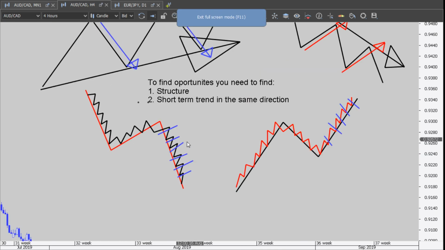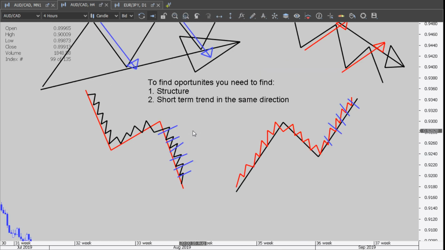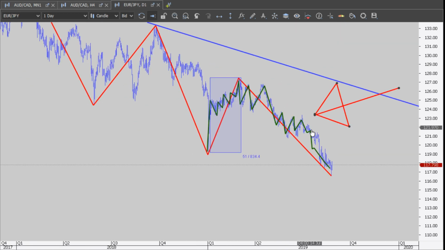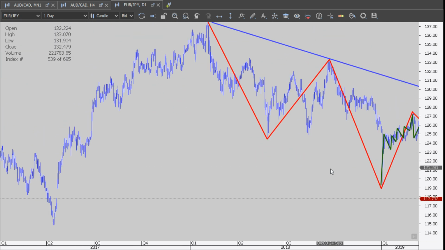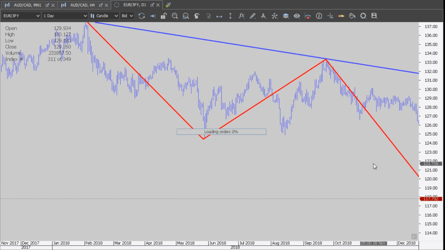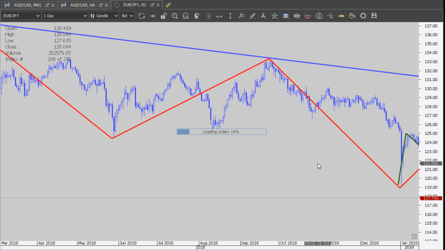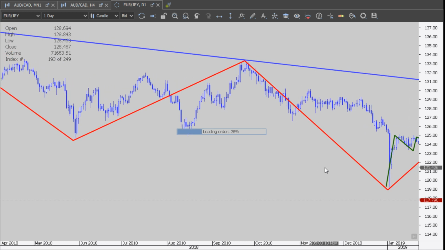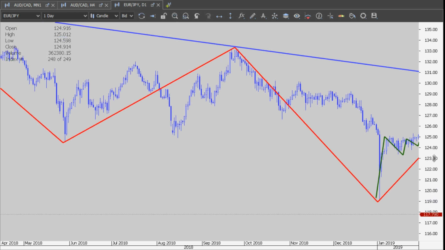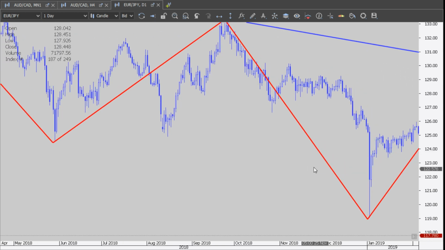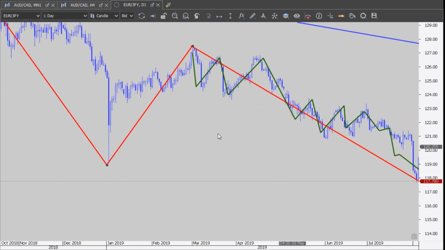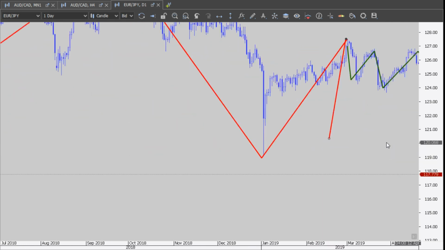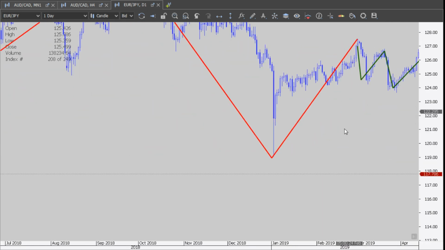So, number one, to find opportunities, you need to find structure, and number two, short-term trend in the same direction. So, of course, when you trade, you don't have the crystal ball. When you trade, you don't have the crystal ball, and let's see that we are here, right? This is Euro JPY daily chart. I mean, Max has the crystal ball, we don't have it, okay? So, let's see, this is the chart, and, okay, let me correct. We don't see the right side of the screen.